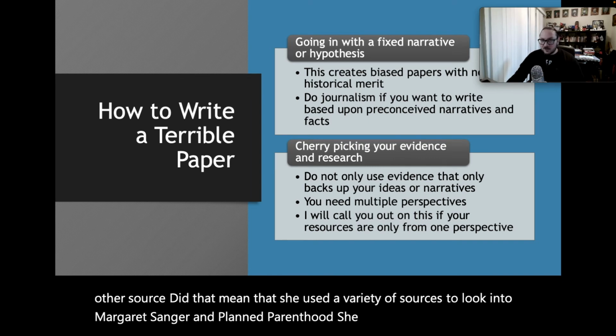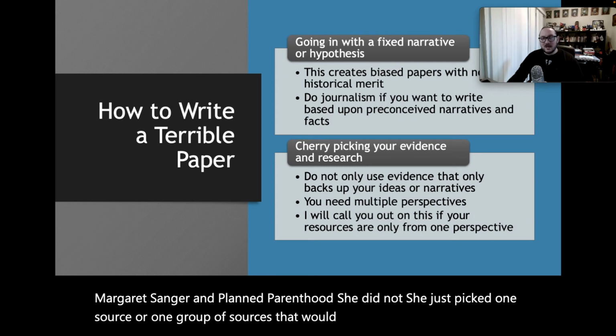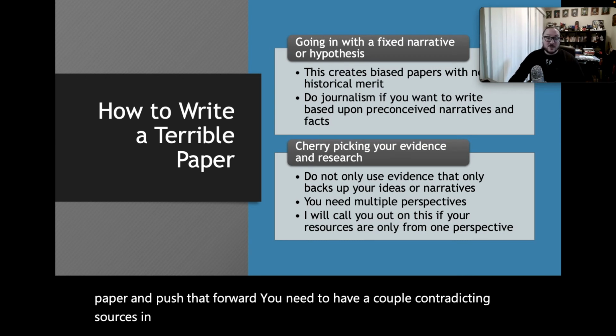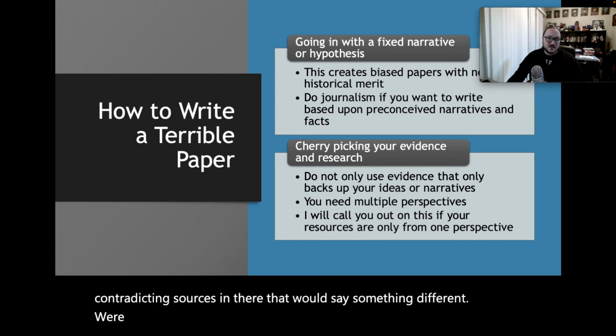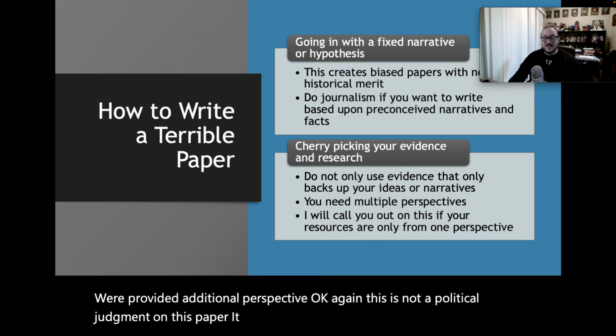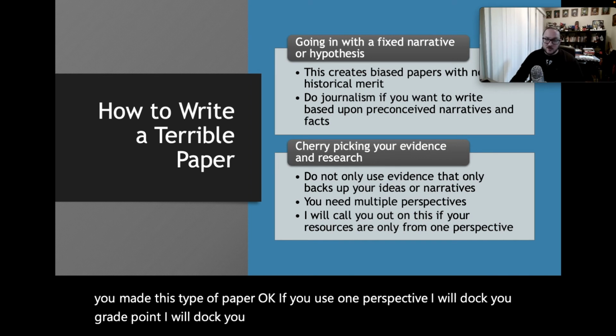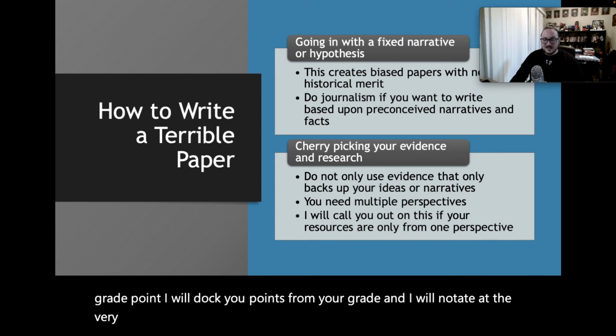She just picked one source or one group of sources that would justify their viewpoint in their paper and push that forward. You need to have a couple contradicting sources in there that would say something different or provide an additional perspective, okay? Again, this is not a political judgment on this paper. It was more just, this is what it would look like if you made this type of paper, okay? If you use one perspective, I will dock you points from your grade, and I will notate at the very bottom, this is why I did it. Have a variety of sources, okay?